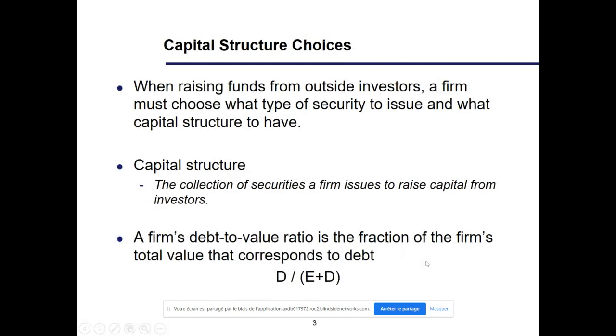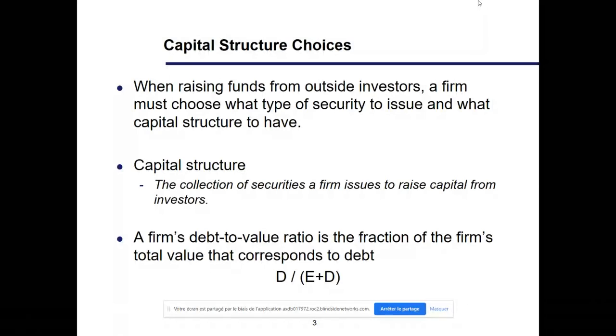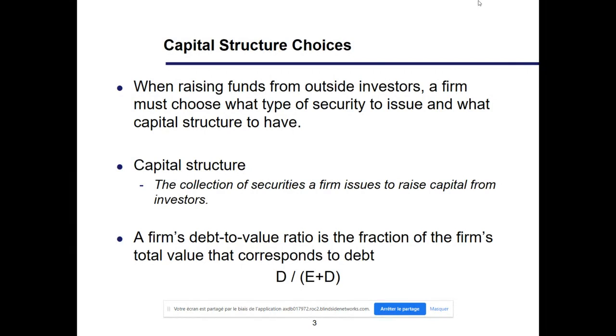So, what are the capital structure choices? When raising funds from outside investors, a firm must choose what type of security to issue and what capital structure to have. Okay, so if you have a potential positive NPV project, you are going to decide whether you should issue new bonds or get bank loans, or you're going to issue new shares. The capital structure is a collection of securities a firm issued to raise capital from investors. No doubt about it. In capital structure theory, we often use a proxy of capital structure in the form of, for example, debt to value ratio, which is the fraction of the firm's total value that corresponds to debt, or D over D plus E, which is a kind of debt to value ratio.